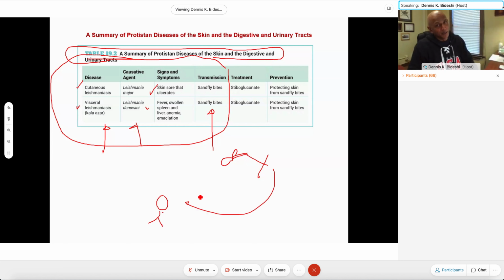So again, I know you don't like my drawing. I can't really work too well with this little pointer or this little marker here.